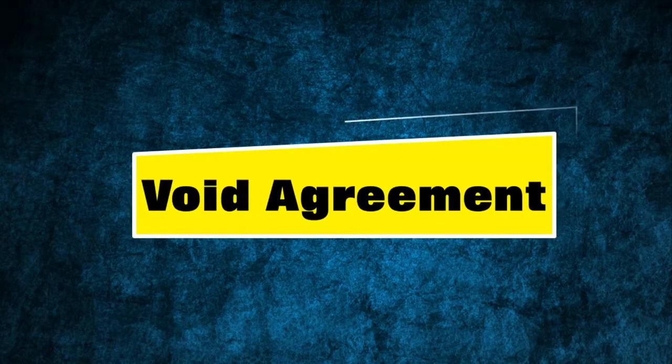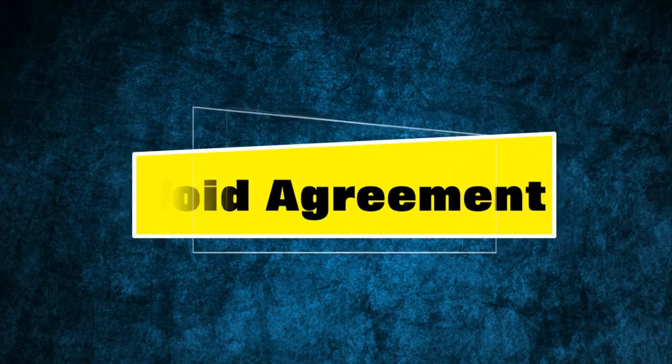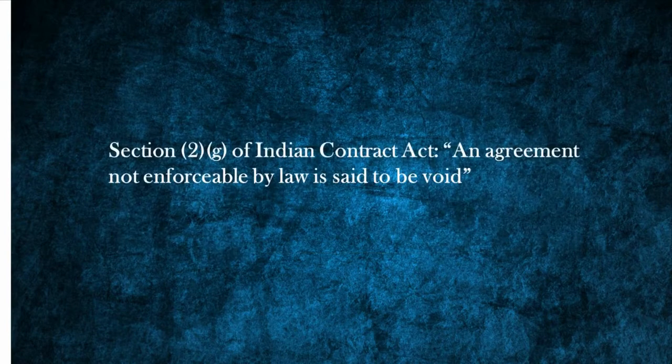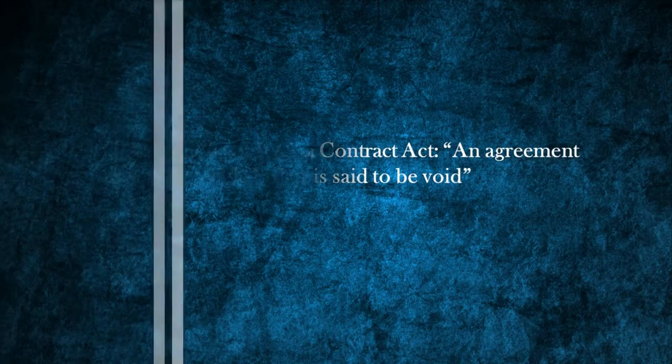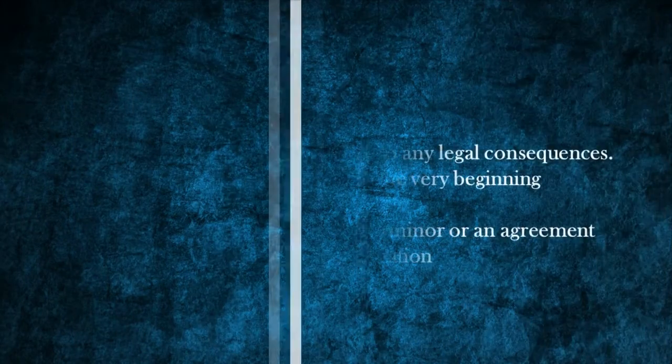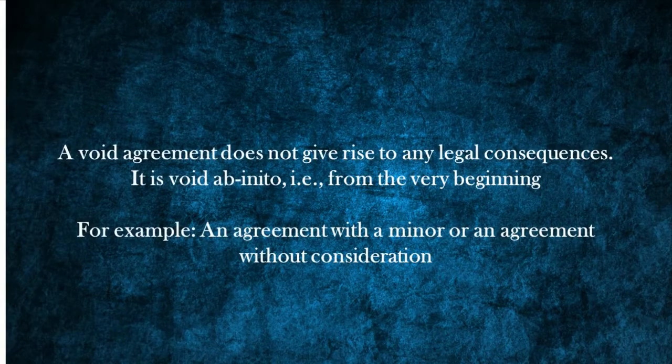The first type of contract is void agreement. Section 2(g) of the Indian Contract Act states that an agreement not enforceable by law is said to be void. A void agreement does not give rise to any legal consequences. It is void ab initio, that is void from the very beginning. For example, an agreement with a minor is void, or an agreement without consideration is void.